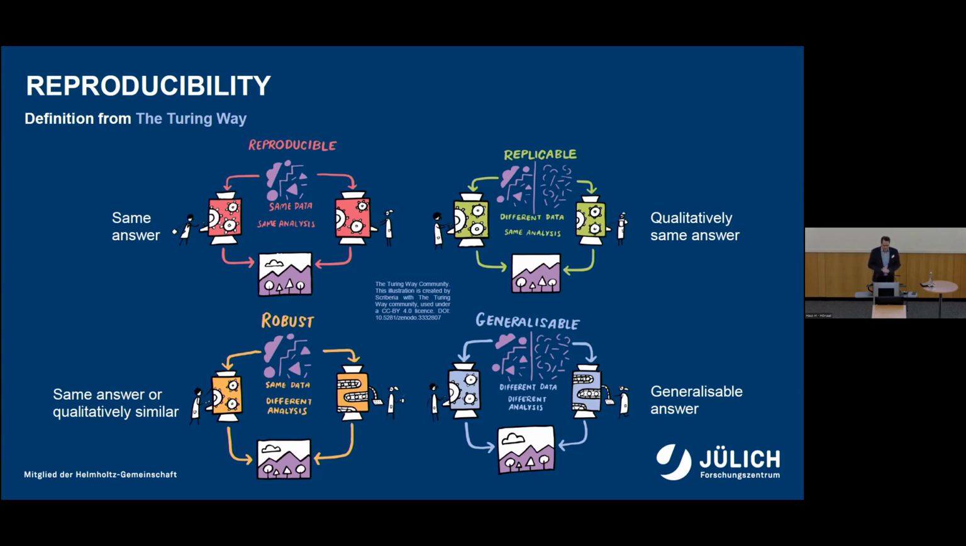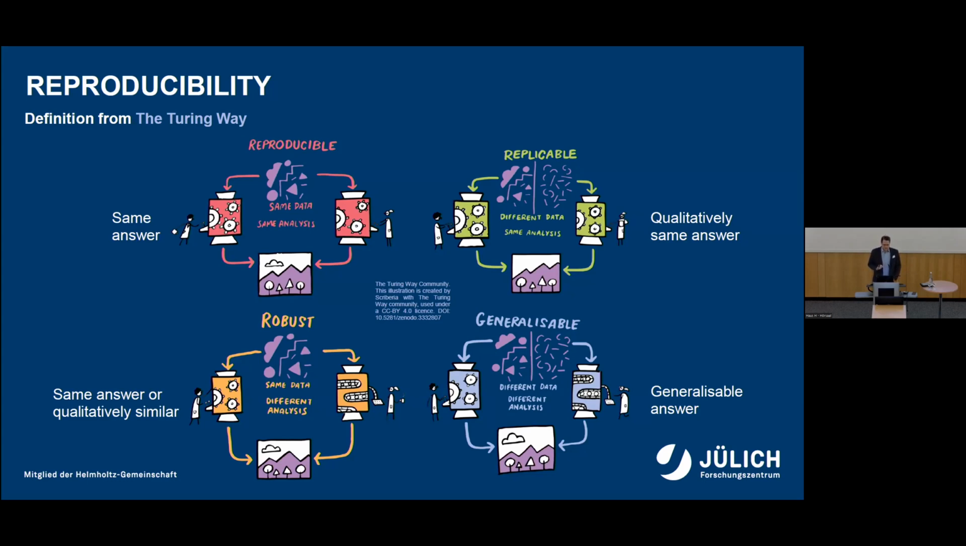First of all, reproducibility means, in their definition, that if you use the same data and apply the same analysis, hopefully over and over again, you will find the same answers. And replicability is in contrast to that: you have different data, the same analysis, and you will find qualitatively the same answer again. So it's not the same answer as before in reproducibility, but there's a tiny nuance here. Use different data, but still go to a qualitatively same answer.